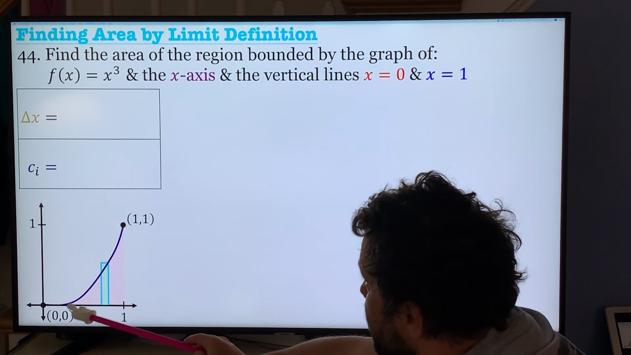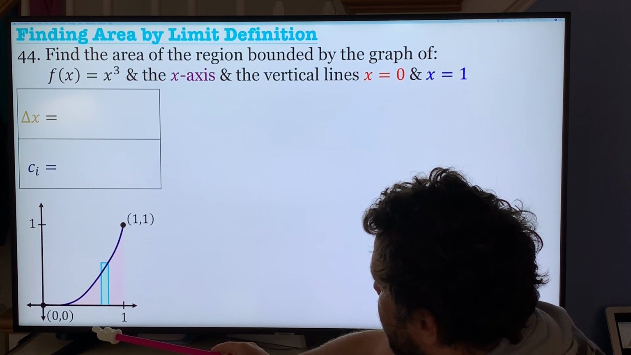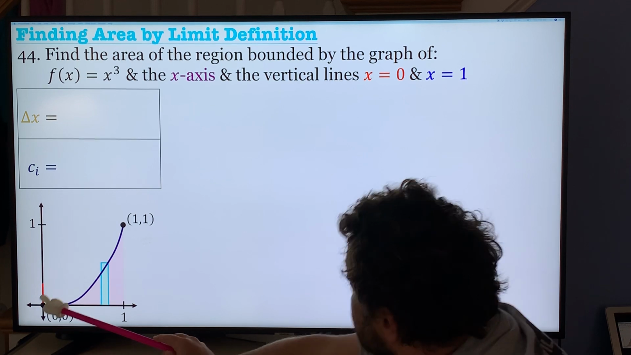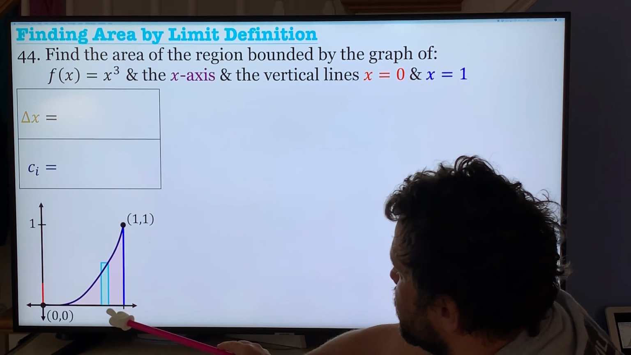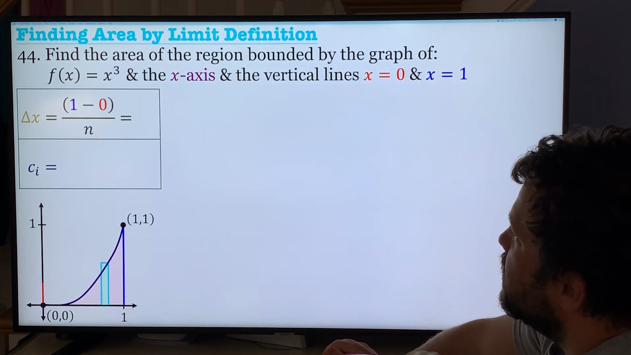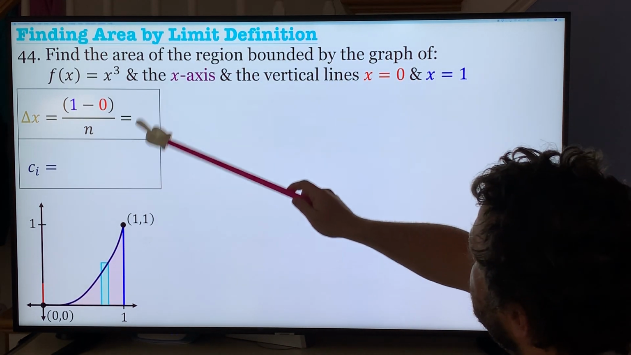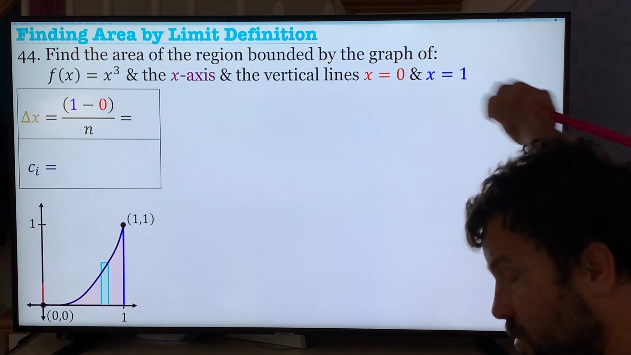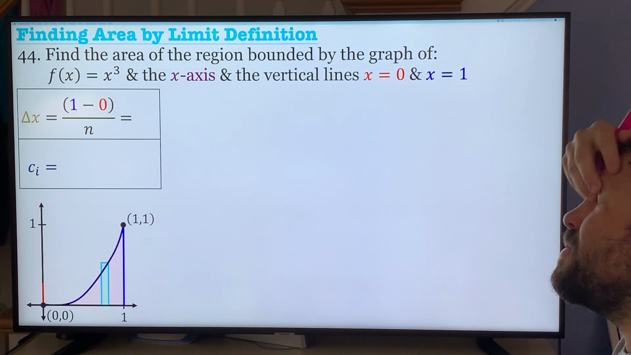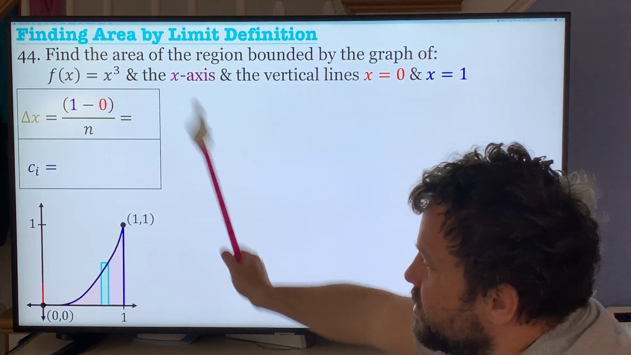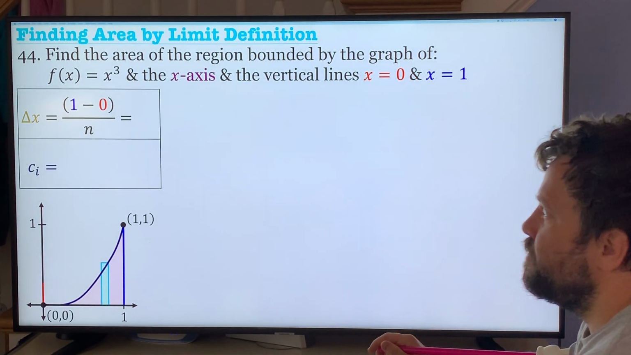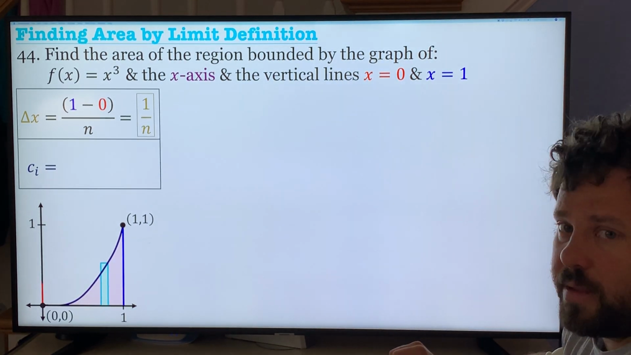So we have our graph here. We have our intervals, x equals 0, x equals 1. So we want to know what that graph is. The first thing is delta x equals 1 minus 0 divided by however many rectangles we have. We don't have a number anymore. Now they're just going to be n's because we don't know how many. And that's 1 over n.